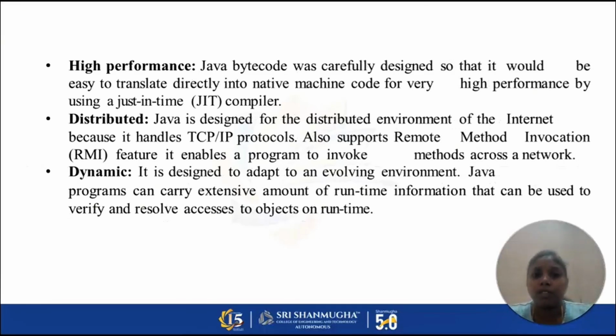So, high performance compared to previous programming languages. Java provides high performance because it translates directly to the native code of the machine's core. High performance can be achieved by the just-in-time compiler. Distributed: it can be used in a distributed internet environment because TCP/IP protocols support remote method invocation (RMI). It enables a program to invoke methods across the network.